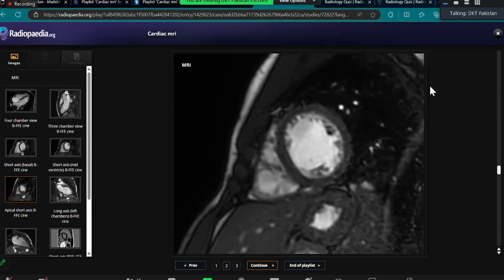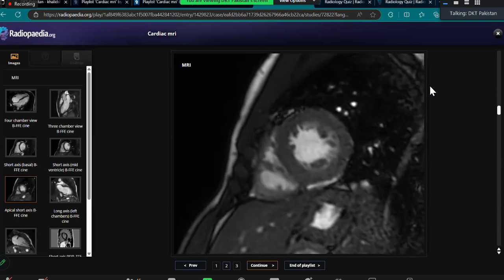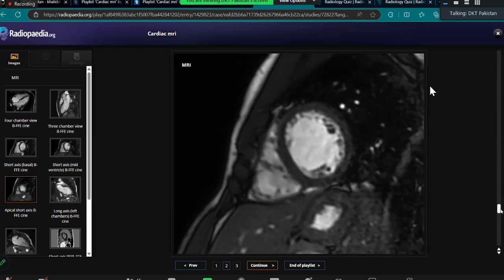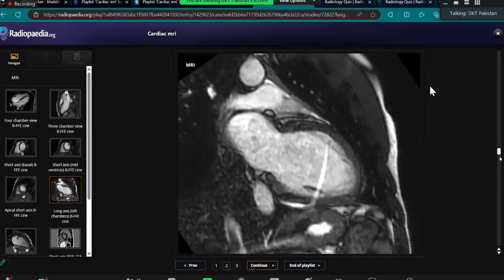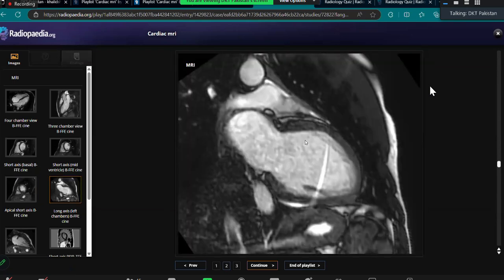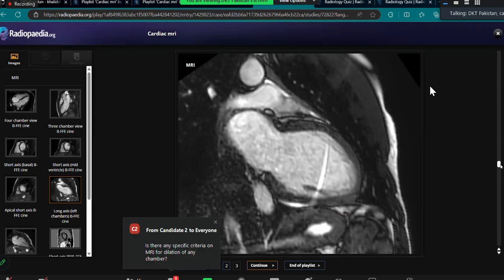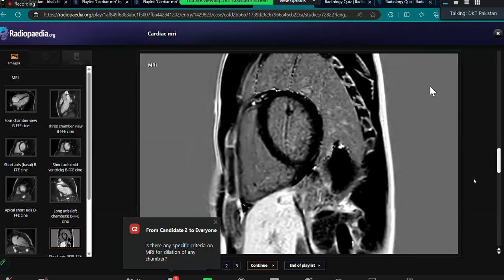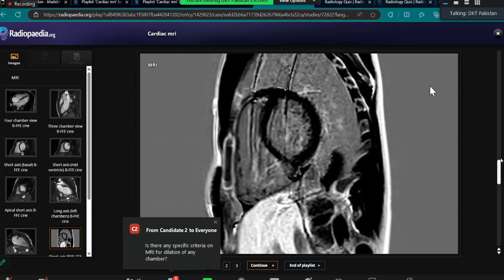So yes, the ventricles are dilated, right and left ventricle are dilated. You can see here as well, in the two chamber view, the left ventricle is dilated. And then these are the post contrast sequences. Do you see any abnormality in that?